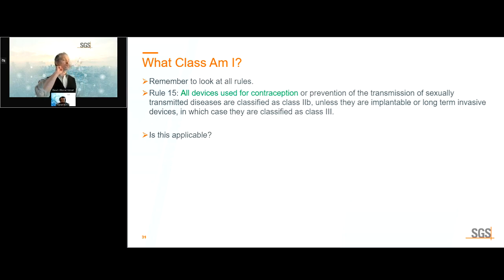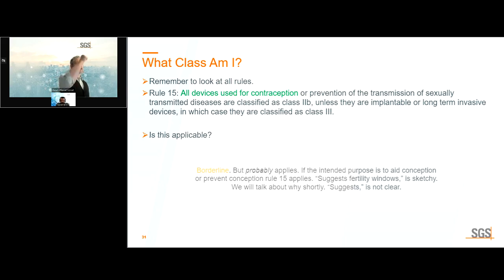The next one is Rule 15. So for everyone who said Rule 11 and Rule 15, congratulations. That is the answer that I believe this device falls under. All devices used for contraception. So prediction of a cycle, either for intended contraception or for intended impregnation, in both cases would fall under Rule 15. So is it applicable? The answer is almost certainly yes.